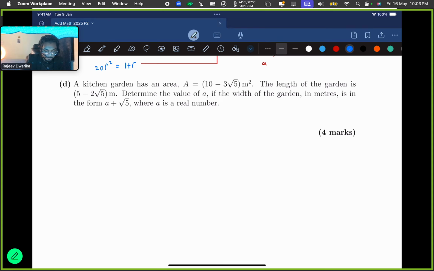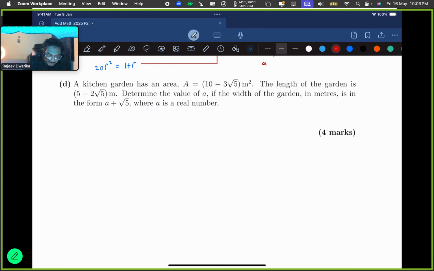So I say A is equal to 10 minus 3 root 5 on a form equation, and then I substitute the length they gave us, and then I substitute A plus root 5. I just divide throughout by A plus root 5, because width will be area divided by length, and then I end up with A plus root 5. Okay, nice. So I find A plus root 5.